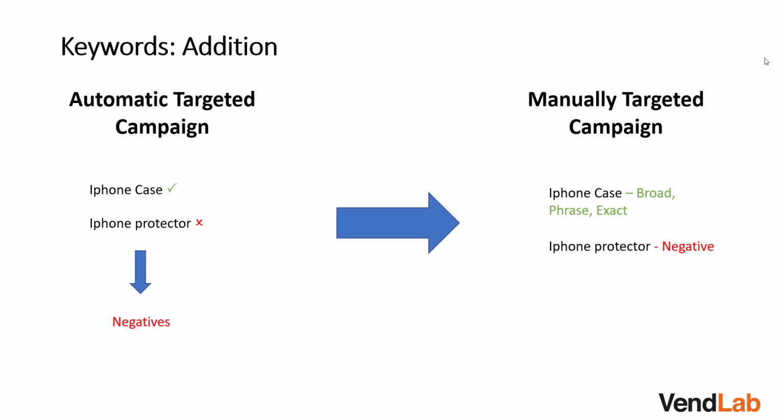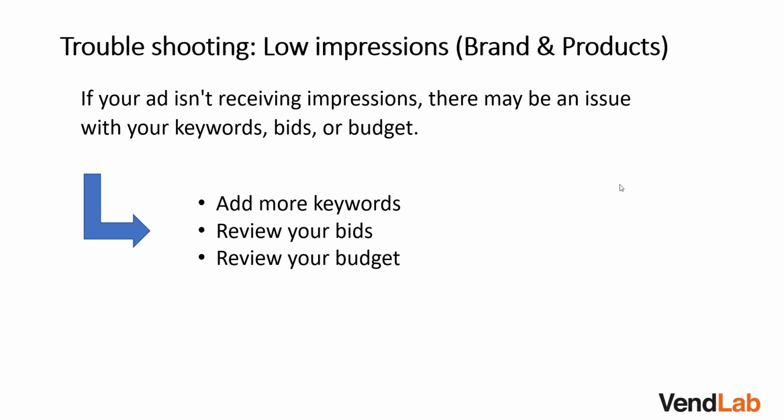So in this case, you have discovered from the automatic campaign which keywords perform well for your products, and you have added those to the manually targeted campaign where you have more control over bids. If your ad is not performing well in that it is receiving low impressions, there could be an issue with your keywords, your bids, or your budget.